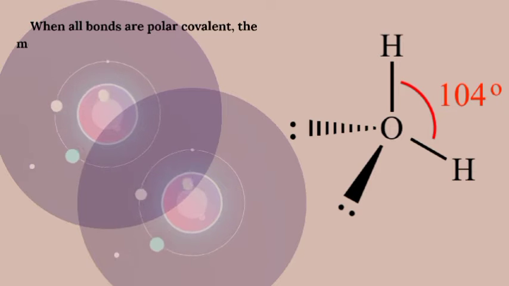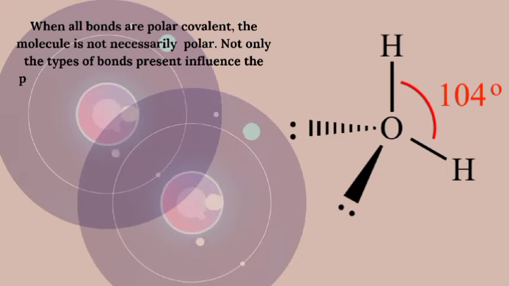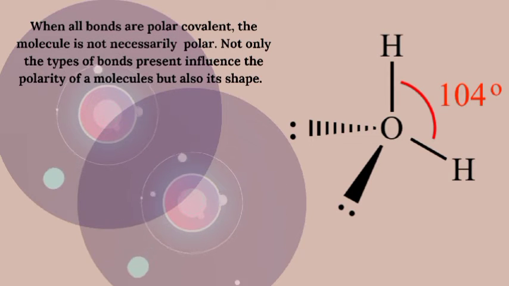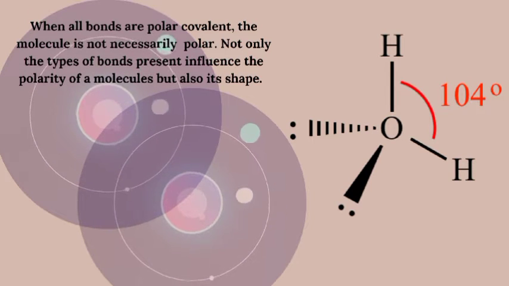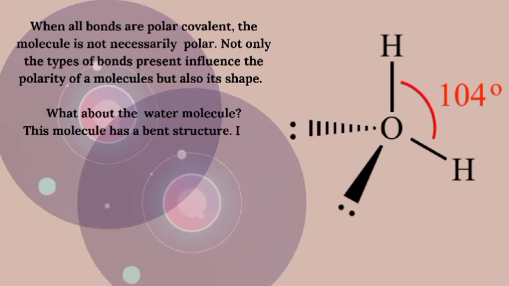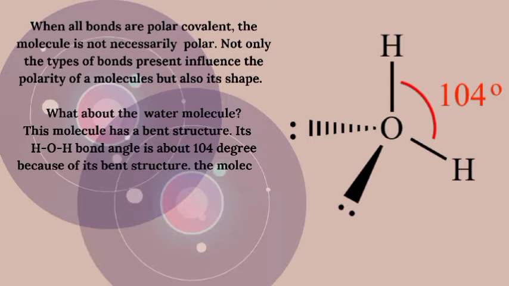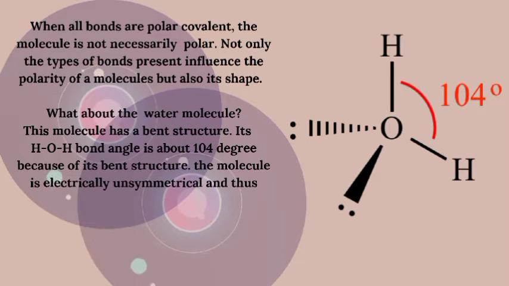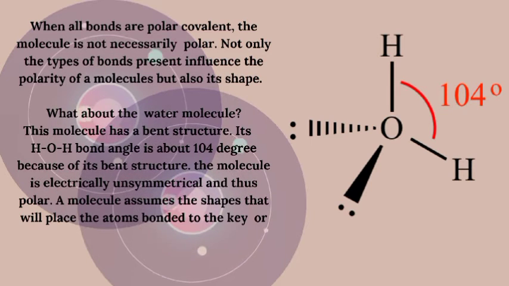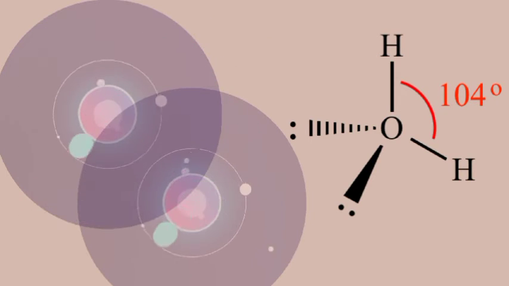When all bonds are polar covalent, the molecule is not necessarily polar. Not only the types of bonds present influence the polarity of a molecule, but also its shape. What about the water molecule? This molecule has a bent structure. Its H-O-H bond angle is about 100 degrees. Because of its bent structure, the molecule is electrically unsymmetrical and thus polar.